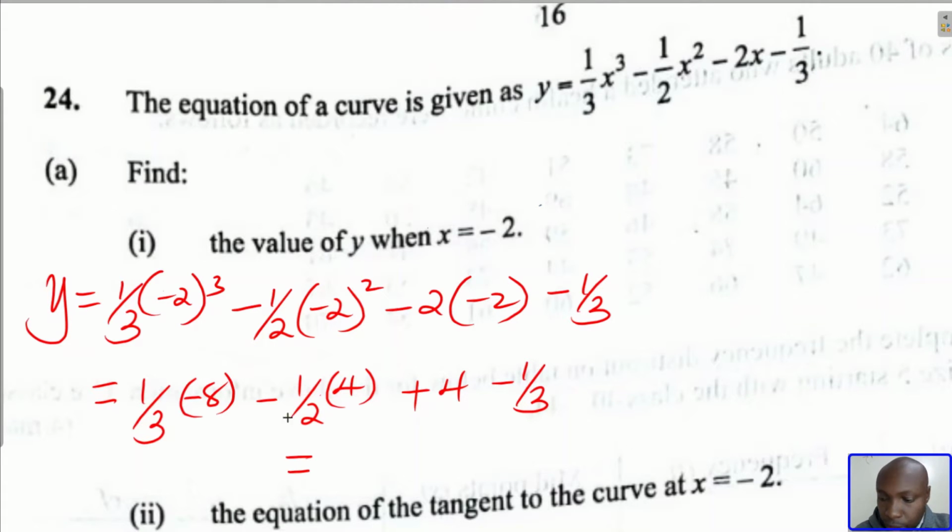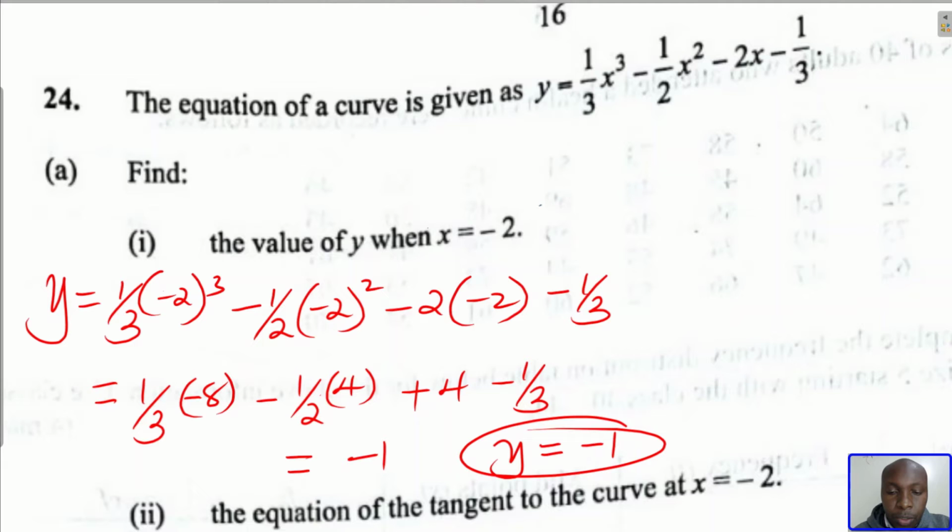So inputting all these values in the calculator, a third multiplied by negative 8, minus a half, this is plus 4, minus a third, this will give negative 1. So y is equal to negative 1. So that is the value of y. Let's go to the next part of the question, that is the second part.